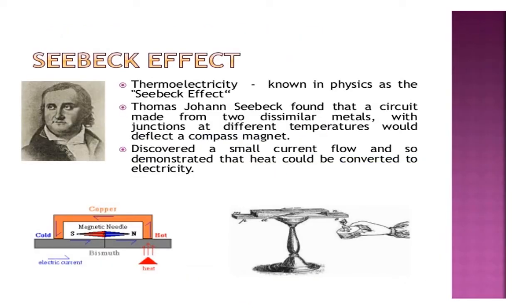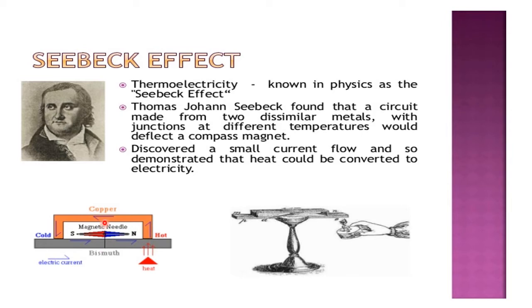So this is the Seebeck effect, known in physics as thermoelectricity. Seebeck found that a circuit made from two dissimilar metals with junctions at different temperatures would deflect a compass magnet. You can see here two different metals, one is copper and another is bismuth. They are joined at two junctions, one kept cold and the other kept hot. And there is a magnetic needle connected in between the thermocouple, and it was found that the magnetic needle showed some deflection.